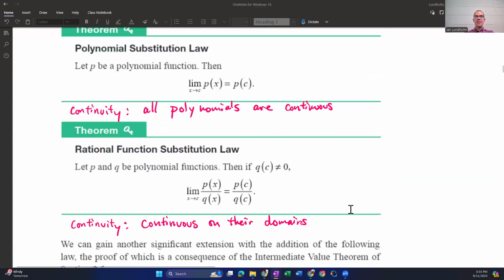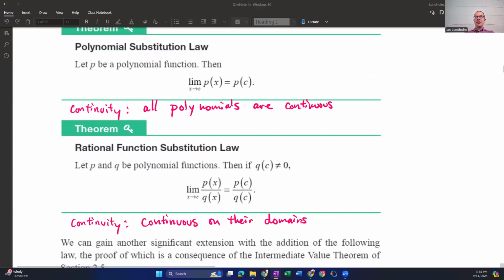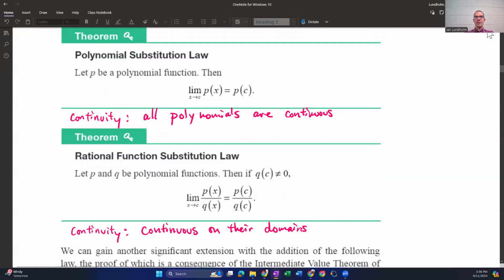The next one even extends that into all rational functions, which is totally cool. This one I made a specific point to say they are continuous on their domains. So we are purposefully leaving out any parts where the denominator of this function would equal 0.